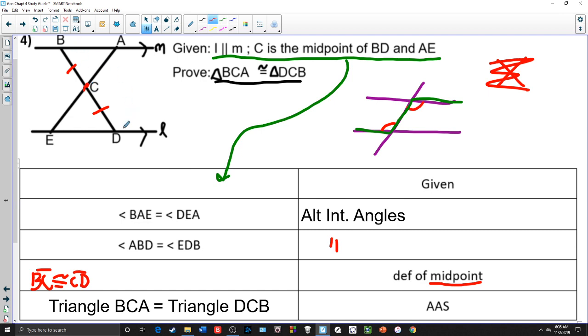Again, first half equal to second half. Or you could say the other one because it says it's also the midpoint of AE. Well, where's AE? Well, it's right here. So first to middle, A to C, is congruent to middle to last, C to E. So you could also say, if you wanted to, that AC is congruent to CE by definition of midpoint.